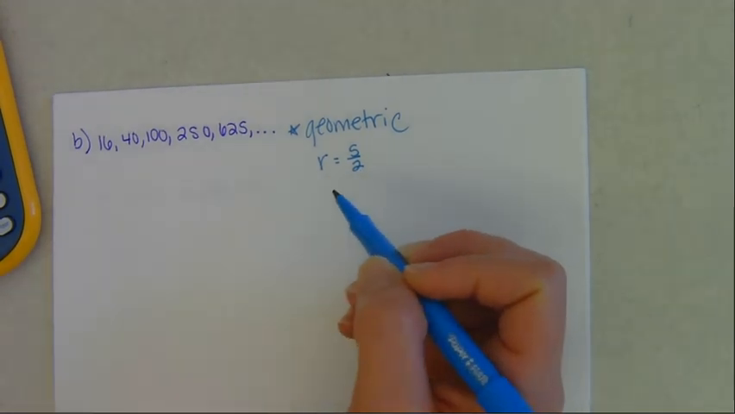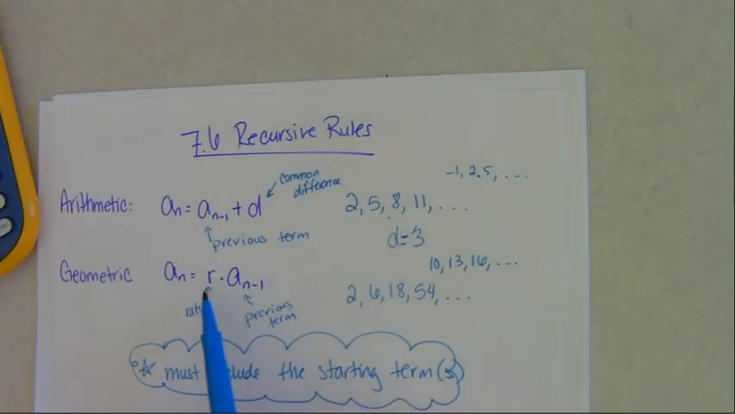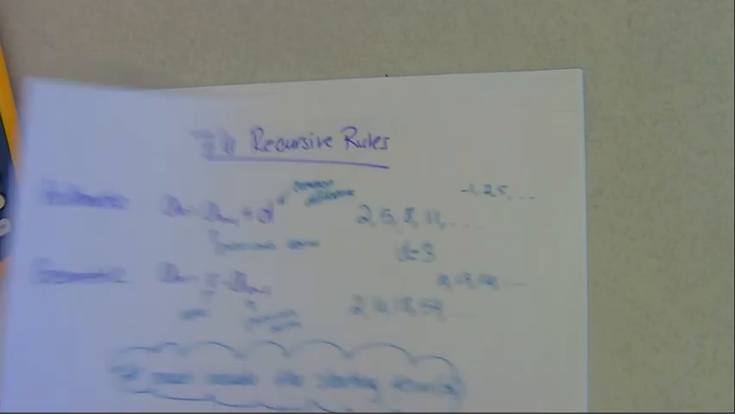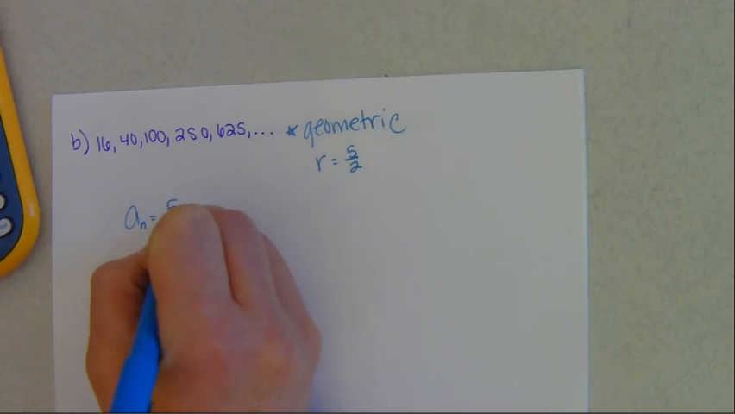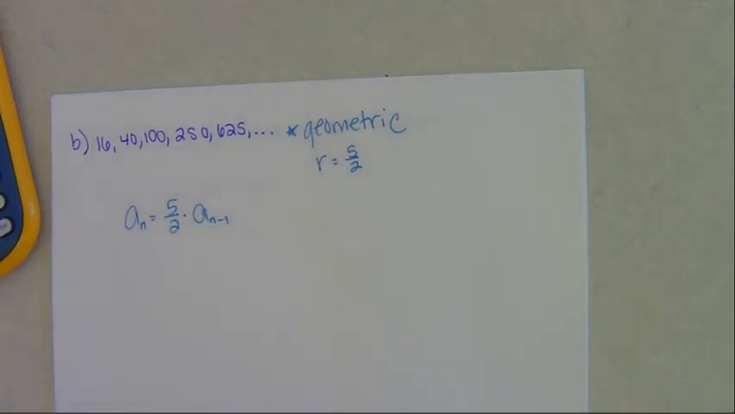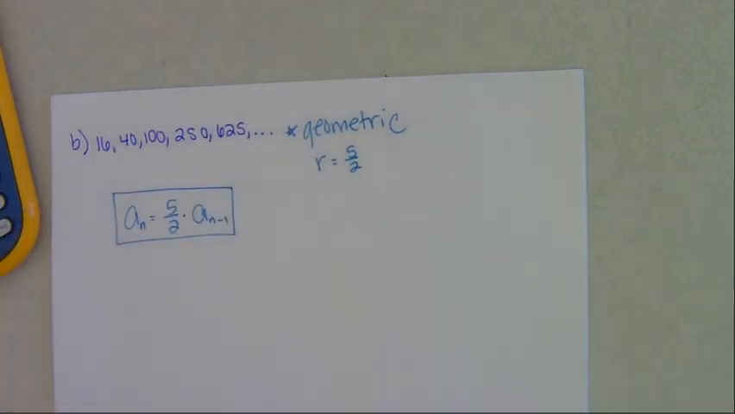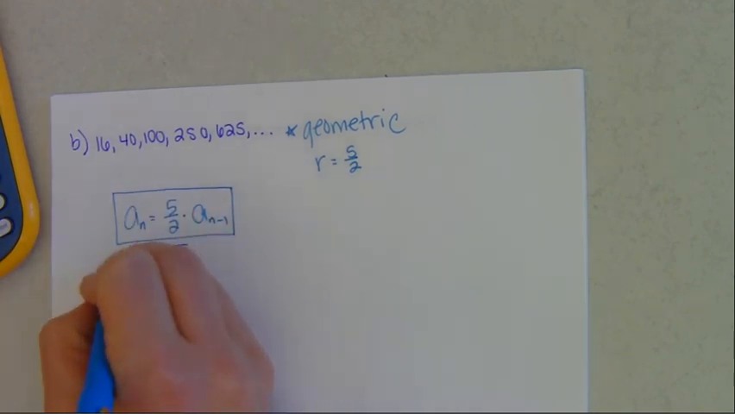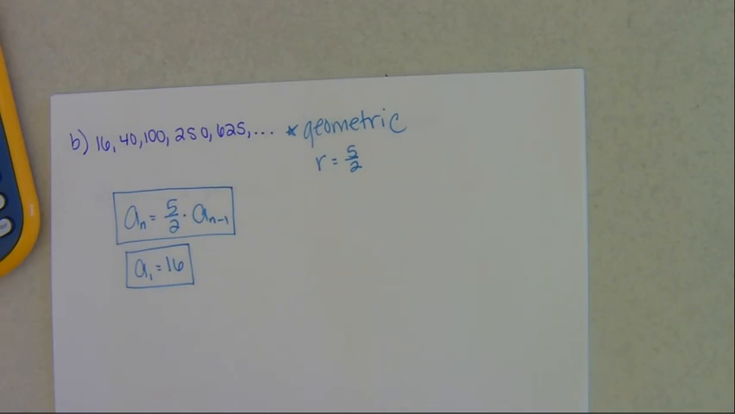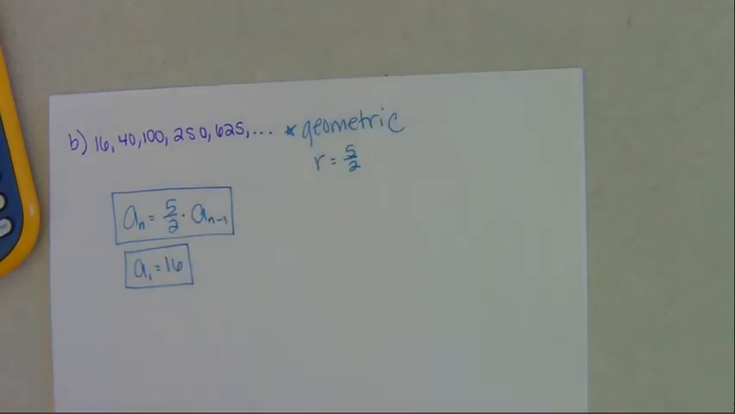Now thinking back to that original formula that we had for geometric, it's just your ratio times the previous term. So we've got the ratio. My rule is going to be a sub n, which is my ratio, times the previous term. So a sub n minus 1. That's my rule. I know, it's kind of simple. And then don't forget that you also have to include that first term. We have to include that we're starting our sequence here at 16. Because otherwise there's a ton of different rules that start at any different number with a ratio of 5/2. So this is the recursive rule. It has the previous term included.